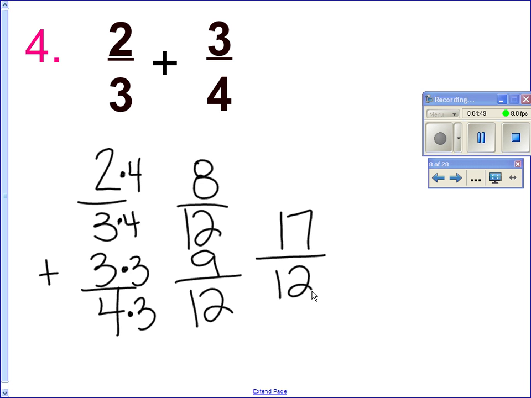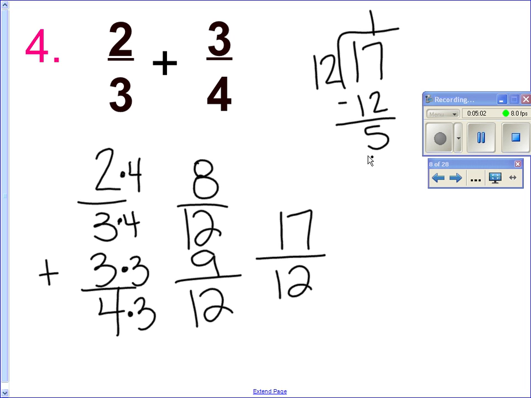So we're going to use the top in, bottom out method again. So 17 goes in the house, 12 stays out. 12 goes into 17 one time. 17 minus 12 is 5. Remember, the remainder always becomes the numerator, and the denominator is the number that is on the outside of the house. So our answer for this problem is 1 and 5/12.